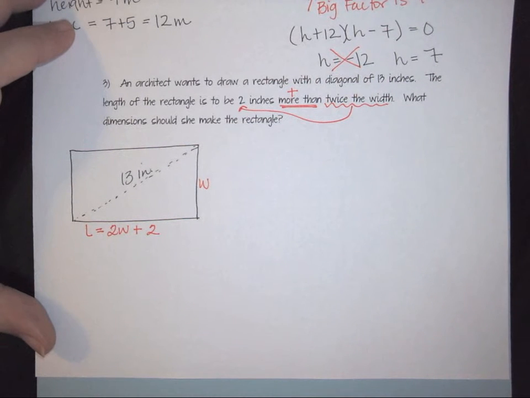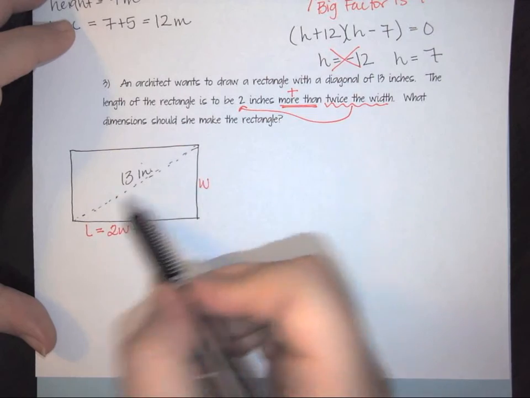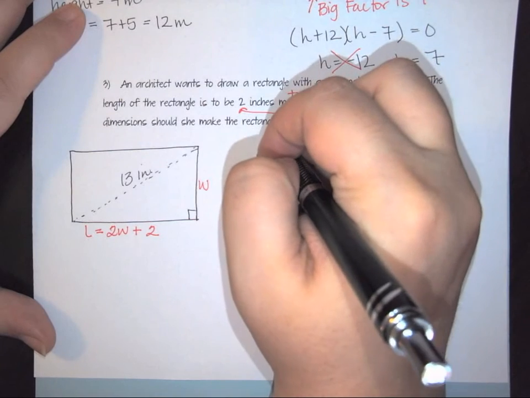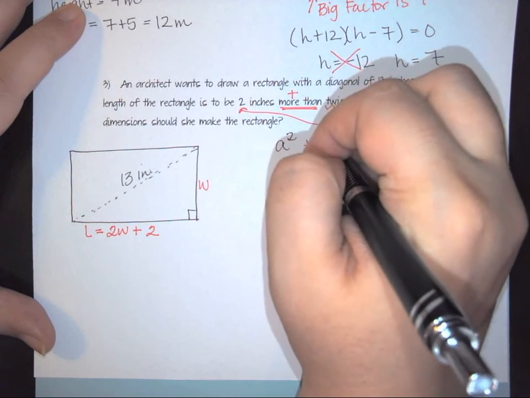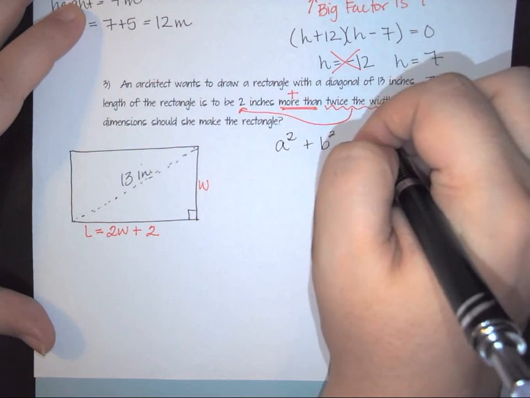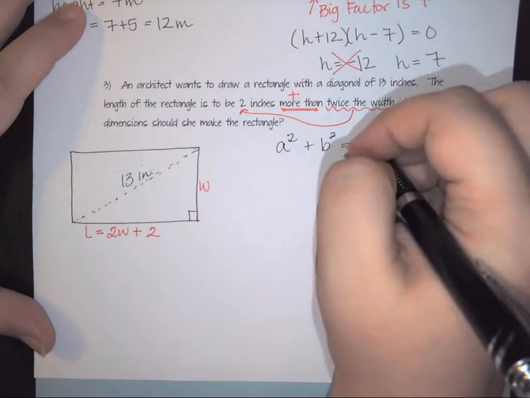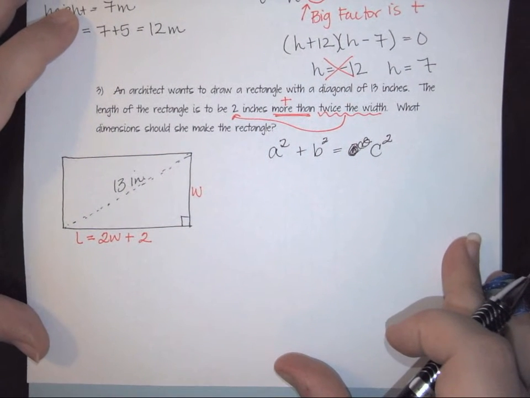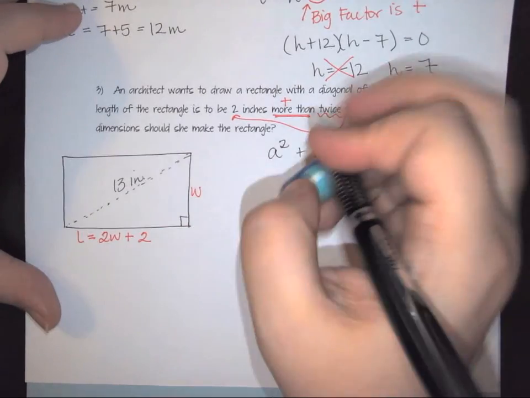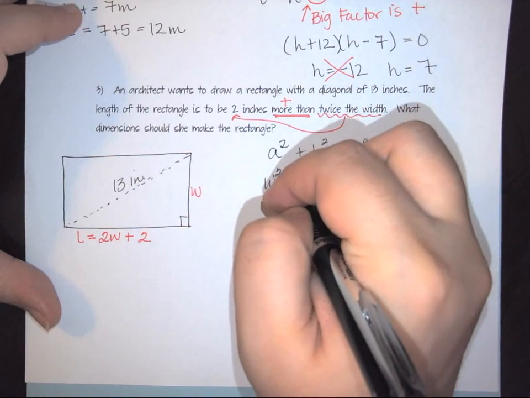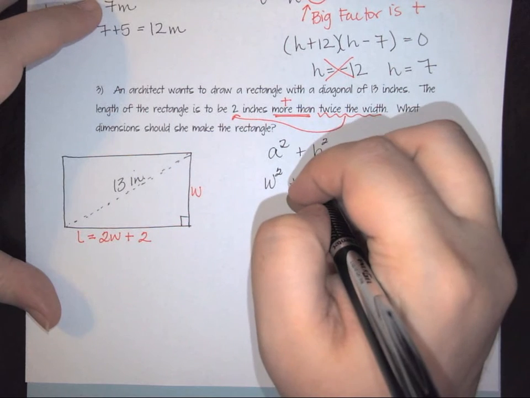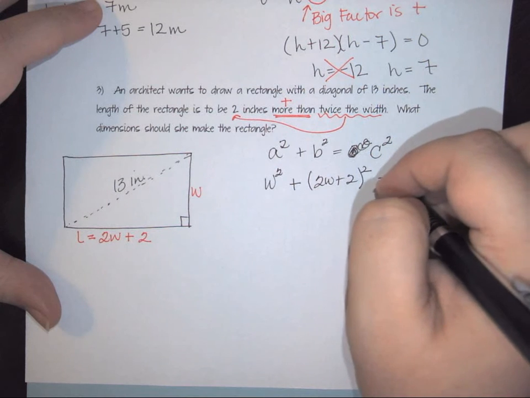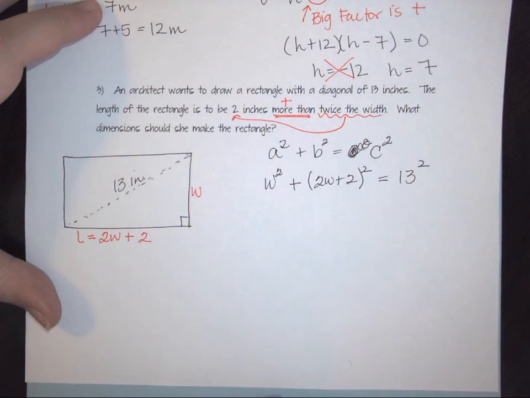So here, because we're talking about this diagonal, you can see that what we actually have here is a right triangle. So we want to use a squared plus b squared equals c squared. Now in this case, my a would be like my width. My b would be the length, so twice the width plus 2 is equal to 13 squared.